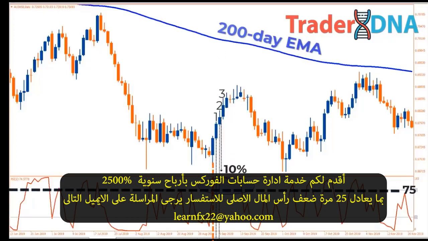Third, price closes higher than the first position entry. We sell 20% at the close. Fourth, price closes higher than the second position entry. We sell 30% at the close. Fifth, price closes lower than the third position entry. We stay on the sideline.